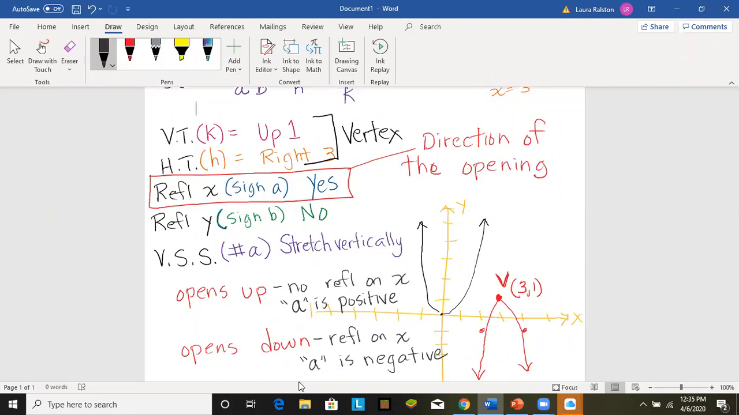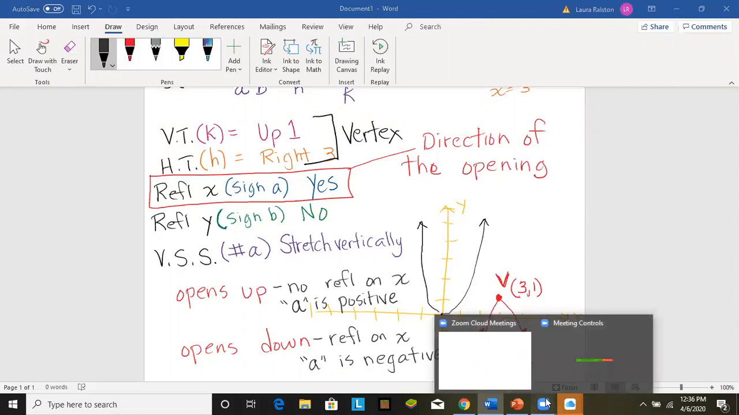And again, it opens up, similar to our parent graph here, when there's no reflection on X and A is positive. It opens down when there is a reflection on X and A is negative. Now, hopefully most of that information should be review information, though there's a little bit of new stuff there. So let me pause for a minute and see if you have questions.